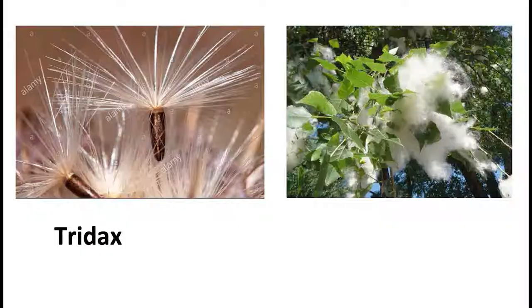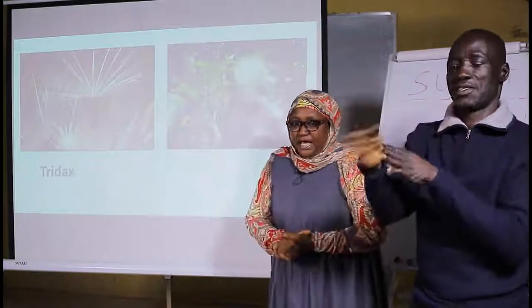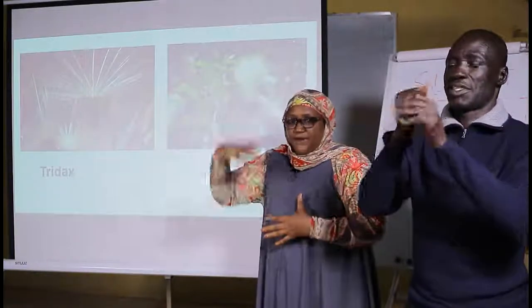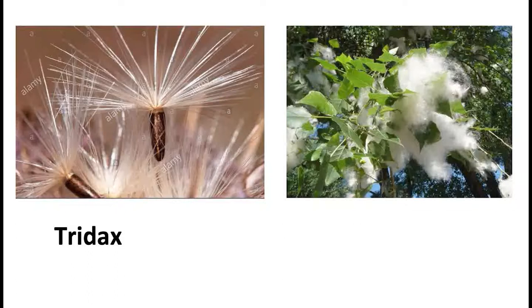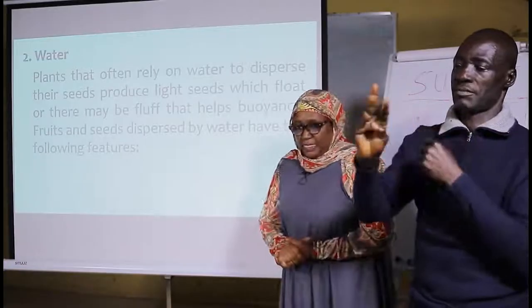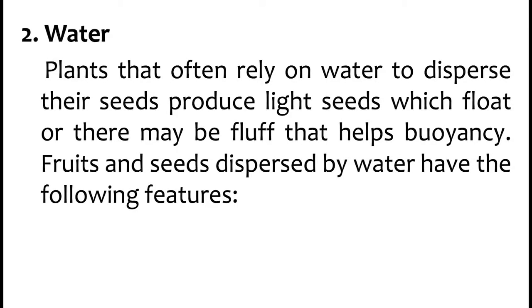For those of you that are viewing, I have a diagram of the tree ducts. The tree ducts has a structure that looks like a broomstick on it. That is the parachute-like structure that makes it fly or float on the air. And when it goes to a particular soil, a suitable soil, it germinates into a new plant. That is dispersal by wind. Then we have dispersal by water. Some plants often rely on water to be dispersed to another place.